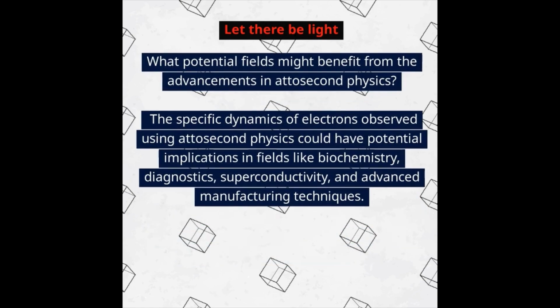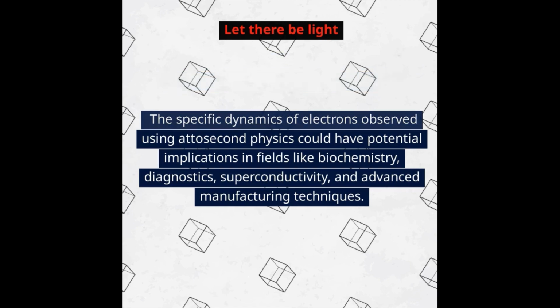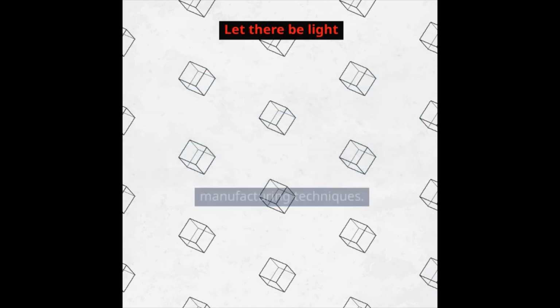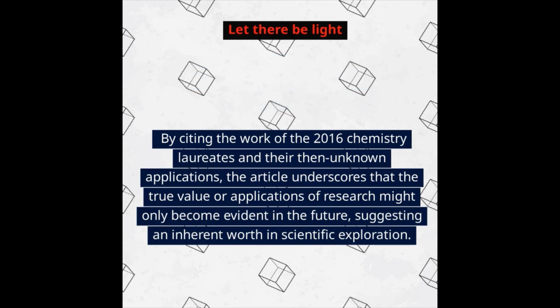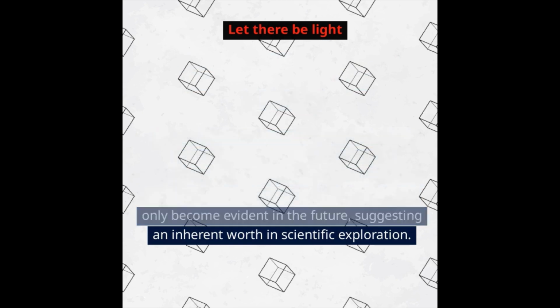What potential fields might benefit from the advancements in attosecond physics? The specific dynamics of electrons observed using attosecond physics could have potential implications in fields like biochemistry, diagnostics, superconductivity, and advanced manufacturing techniques. How does the article emphasize the unpredictability of scientific research value over time? By citing the work of the 2016 chemistry laureates and their then unknown applications, the article underscores that the true value or applications of research might only become evident in the future, suggesting an inherent worth in scientific exploration.